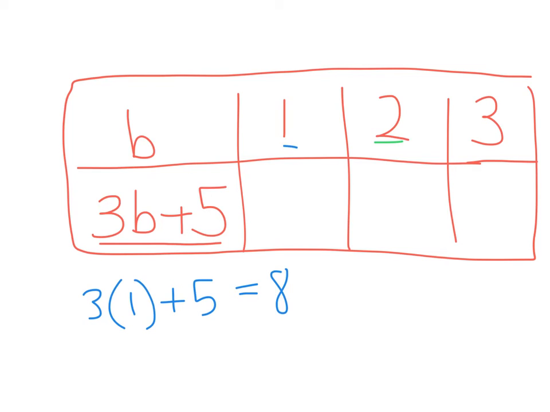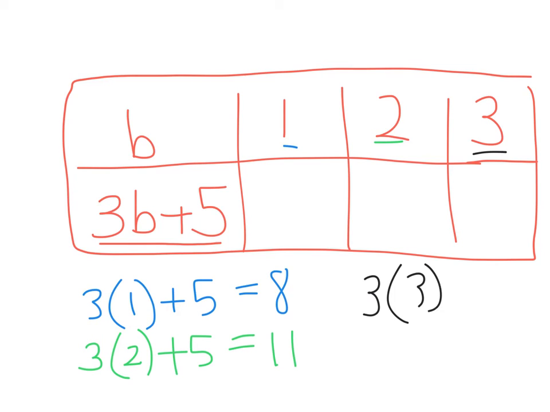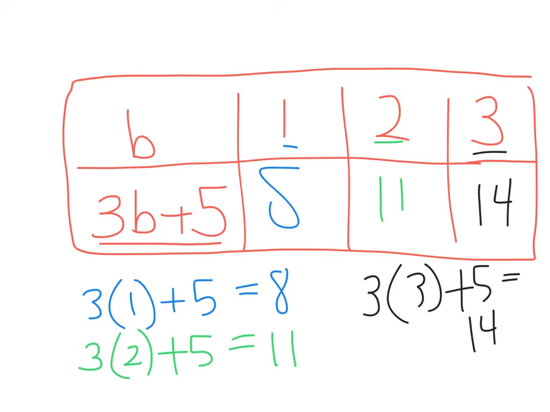This one I'll do in green. So it's going to be 3 times 2 plus 5. 3 times 2 is 6, plus 5 is going to equal 11. And then the last one I'm going to do here in black, 3 times 3 plus 5. So that's going to equal 9 plus 5, so that's 14. So this is going to be 14. This is going to be 11. And then this one here is going to be 8.